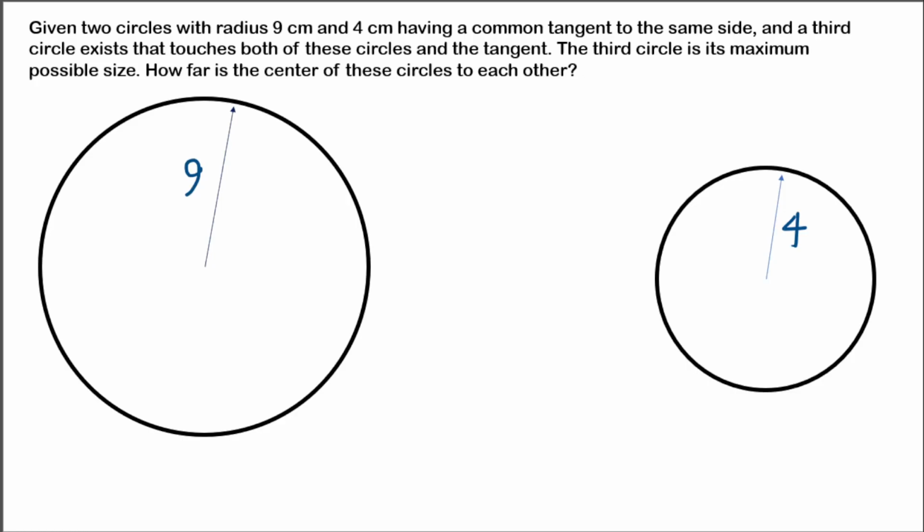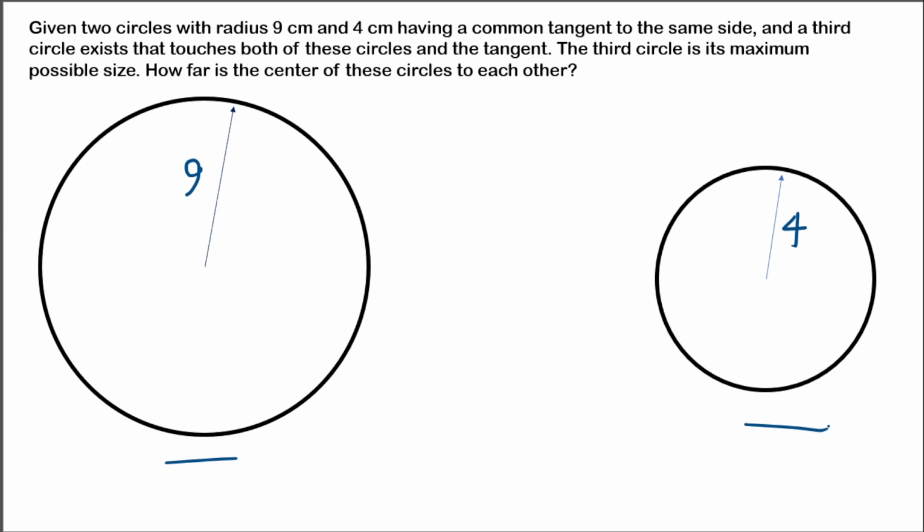Hello all. We have this problem with us and you have already seen the thumbnail, but let us spend some time on how to understand the problem and how the problem is worded, right? So see, there are two circles. One is of 9 centimeter and another is a 4 centimeter radius, right?